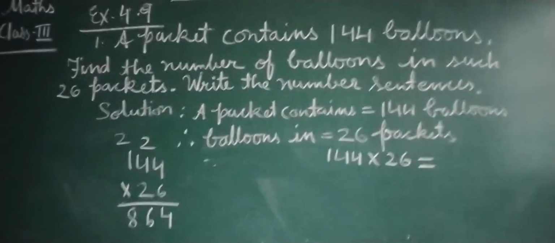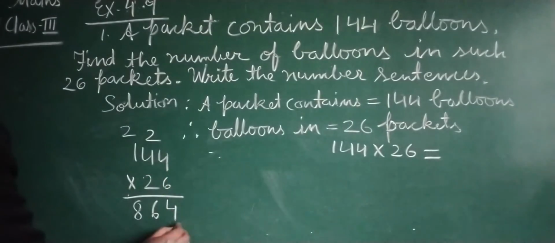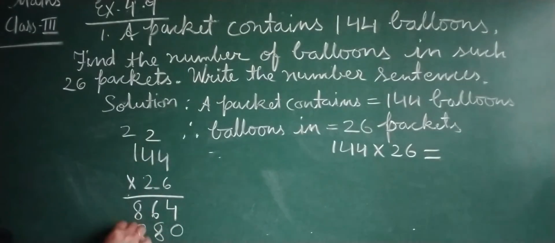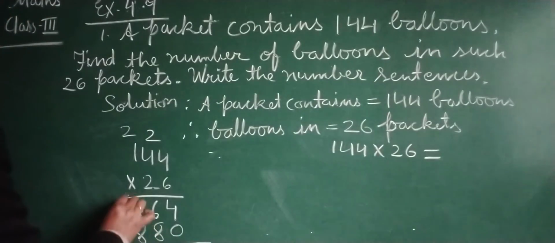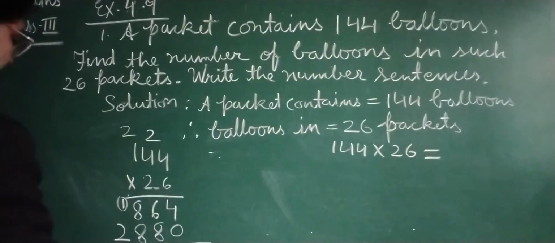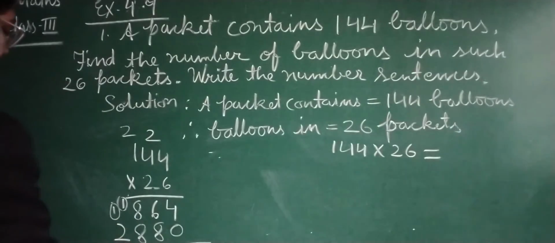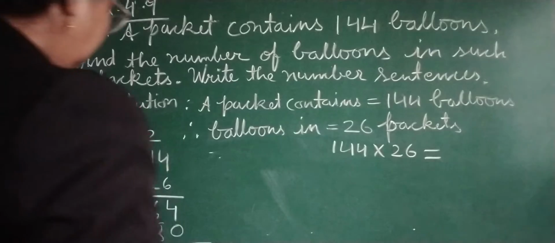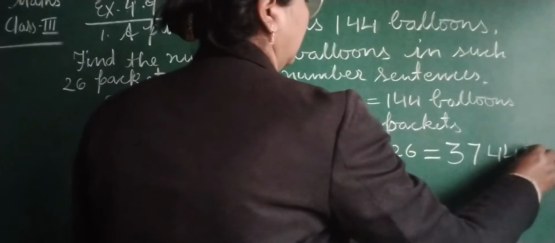The next line we are going to do. 2 4s are 8, 2 4s are 8, 2 1s are 2. Now children, let's add it. 4, 6 and 8, 9, 10, 11, 12, 13, 14, 4 and 1 is carryover, 8 and 6 is 14 and 1 is 15... 1 again carryover, 2 and 1 is 3. So here 26 packets contain 3744 balloons.